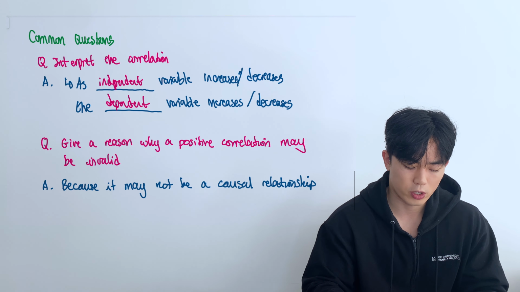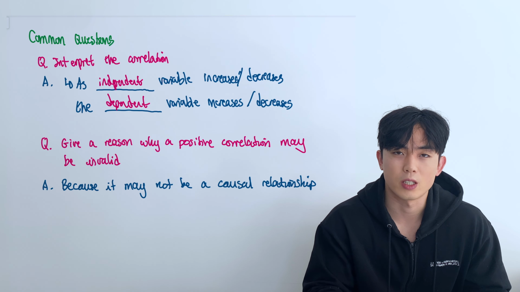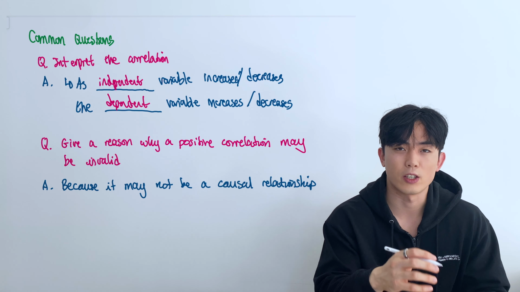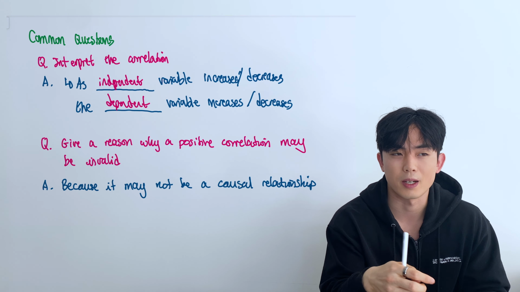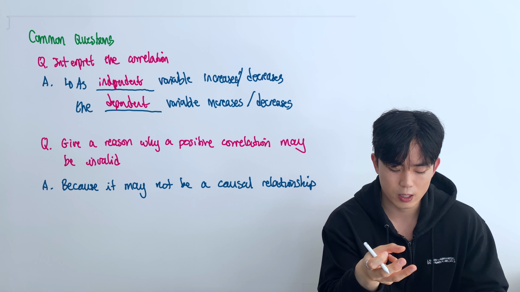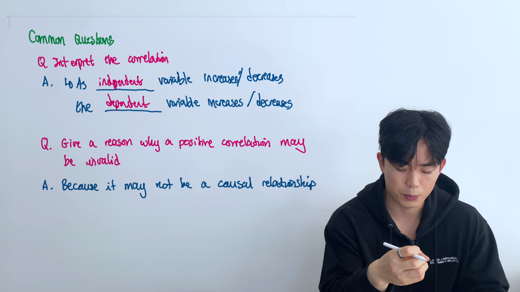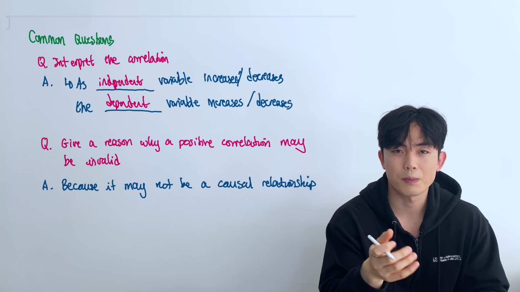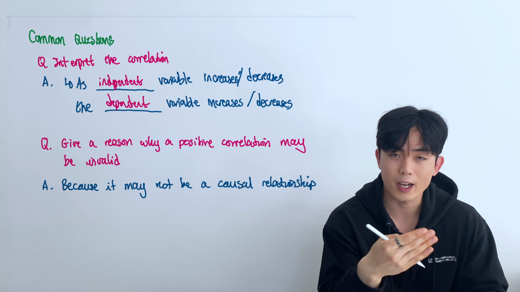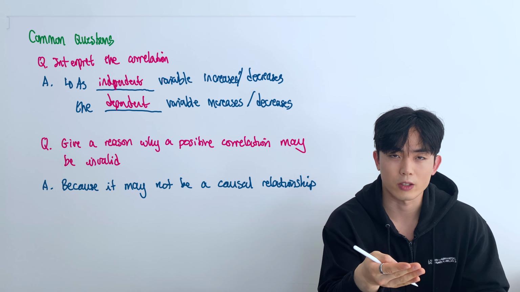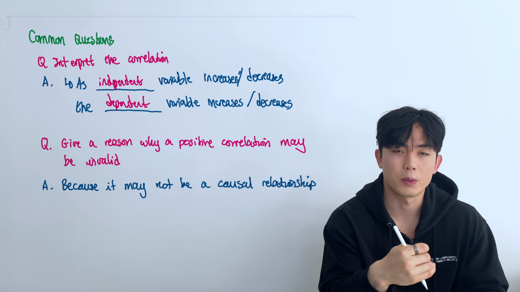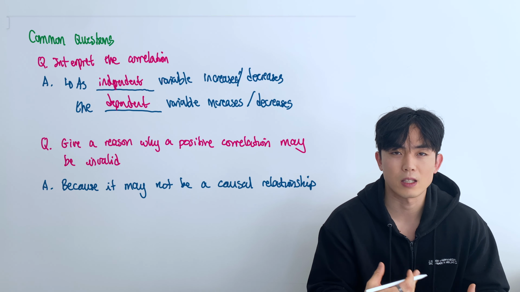Right, common questions. They might say interpret the correlation. So what does a correlation mean? What you have to say is, as the independent variable, and you'll be given the names of the variables, it could be height and weight or something like that, increases or decreases, then the dependent variable would increase or decrease, depending upon what type of correlation it is. If it's a positive correlation, you say as the independent variable increases, the dependent variable would also increase. If it's a negative correlation, you say as the independent variable increases, the dependent variable would decrease. It's all a matter of the context of the question.